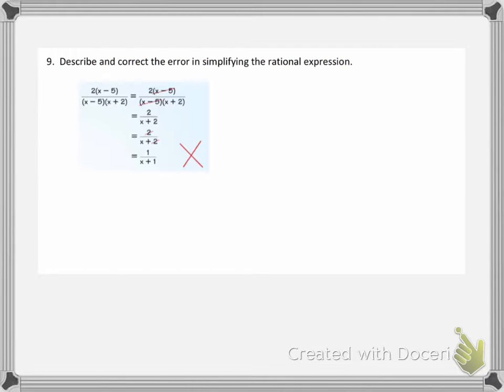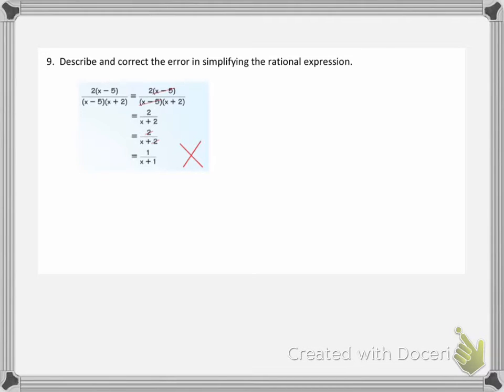Last quick little problem here, and again, your classic describe and correct. The reason why I want to do this problem real quick is just to emphasize a major mistake that I do not want you to make. So it says describe and correct the error in simplifying. So here on the left is my original problem. This has already been pre-factored, which makes this really easy to look at.